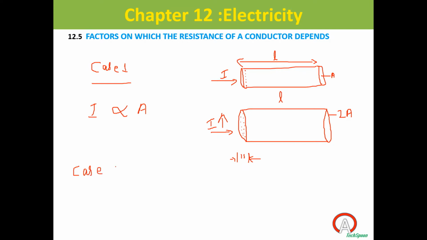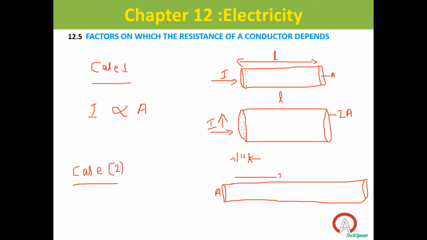Yes, sir. Okay. Case 1, I am increasing the area of cross section. Case 2, let's see what I am doing. So initial length is L, area of cross section is A. So what I am doing in case 2 is, I am increasing the length in such a way that the area of cross section is the same. There is no change in the area of cross section, and also there is no change in the material used. I am making the length as 2L.